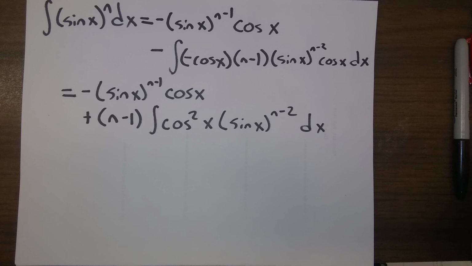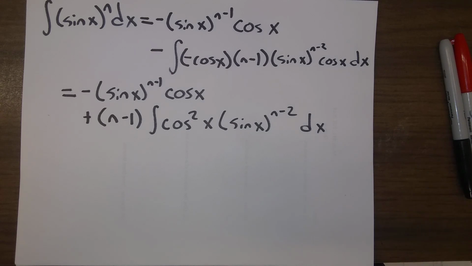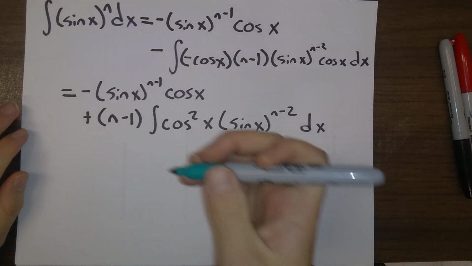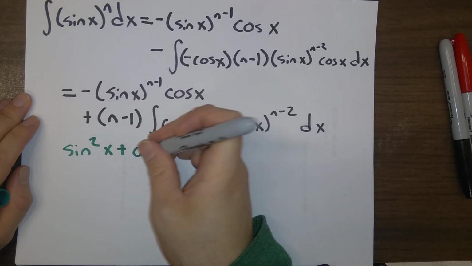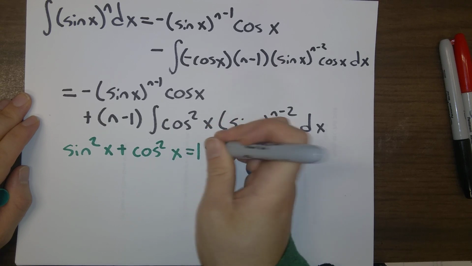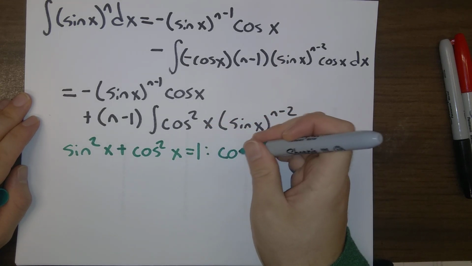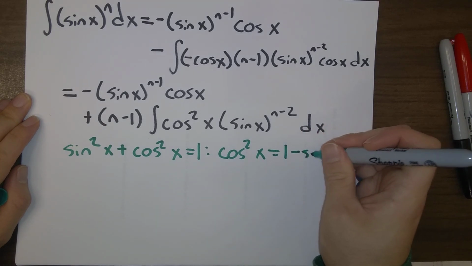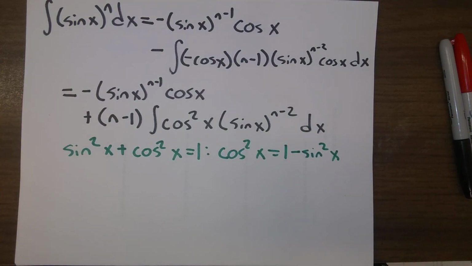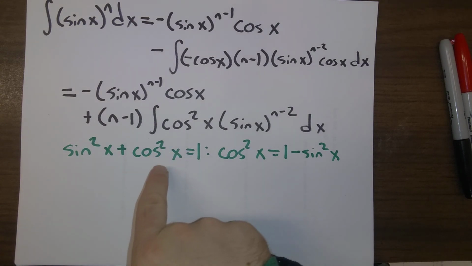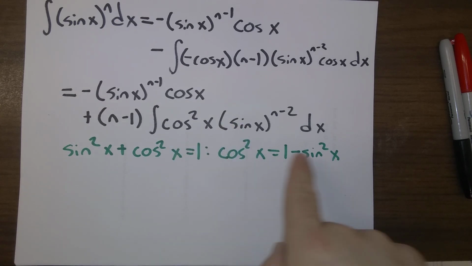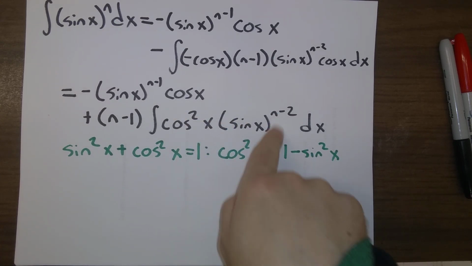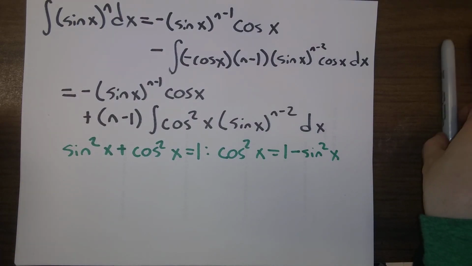Now, there's a kind of clever trick for us to use, and this is an important trick to know. We're going to be using this trick all the time when we hit the next section. The trick here is: if sine squared x plus cosine squared x is equal to 1, we can rearrange this to get cosine squared x is equal to 1 minus sine squared x. At this point, we're going to replace the cosine squared with 1 minus sine squared, so we won't have any cosines inside our integral.